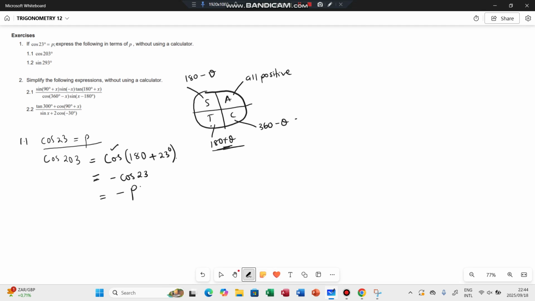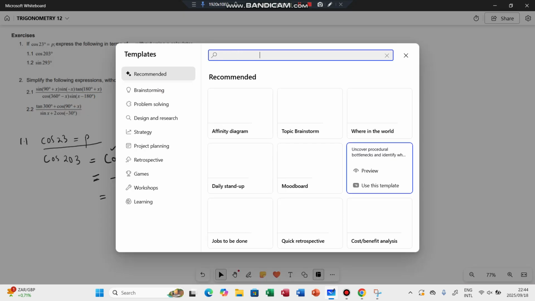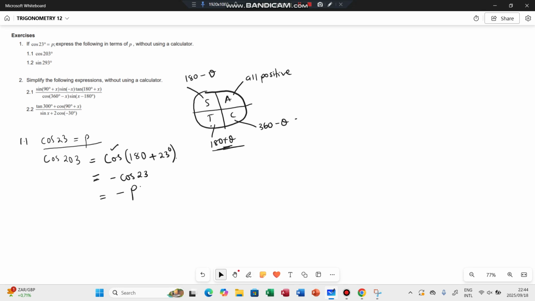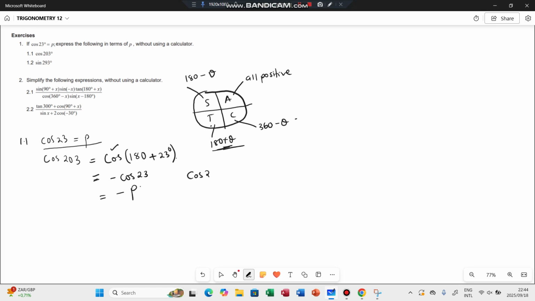Another thing we don't need to forget: when cos 23 is equal to p, this means that if I draw a triangle with angle 23, cos is adjacent, which is p, over hypotenuse, which is that invisible 1. So the opposite side will turn out to be the square root of 1 minus p squared.